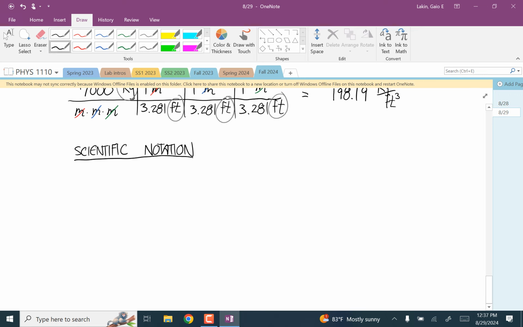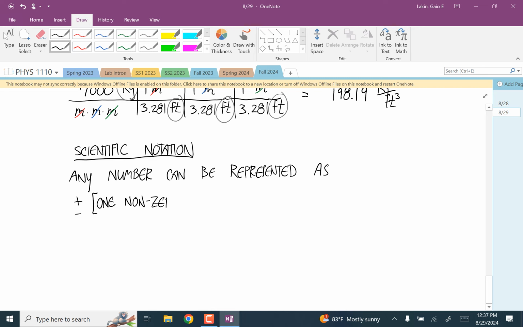So the idea of scientific notation is that any number can be represented as a plus or minus, then one non-zero digit, then a decimal point, then a decimal, times 10 to some integer power.